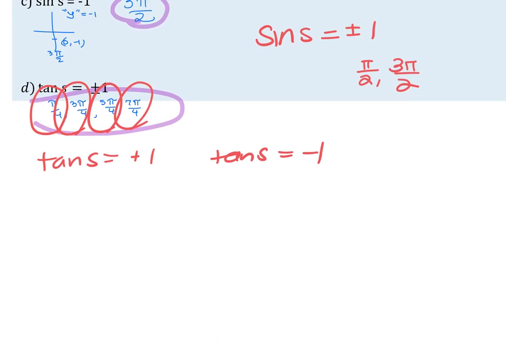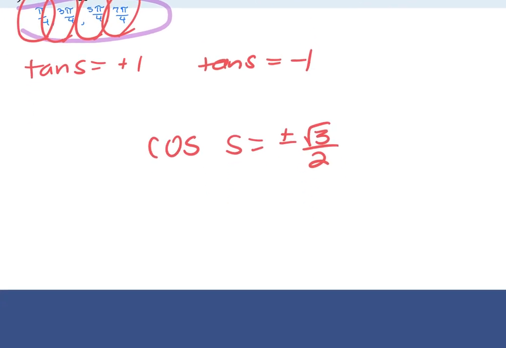So if I said where cosine of s equals plus and minus the square root of 3 over 2, you're looking for every x being either positive root 3 over 2 or negative root 3 over 2, and that happens at every over 6. So it would be 4 over 6s. Pi over 6, 5 pi over 6, 7 pi over 6, 11 pi over 6.